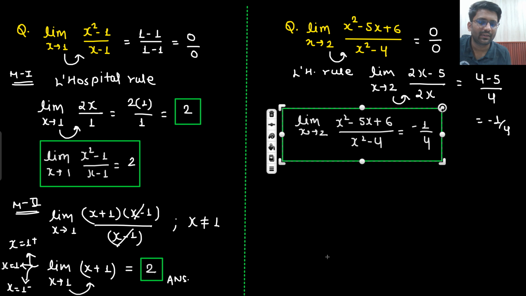This was your method 1, L'Hopital rule, because 0 by 0 form was there. What could be the method 2?